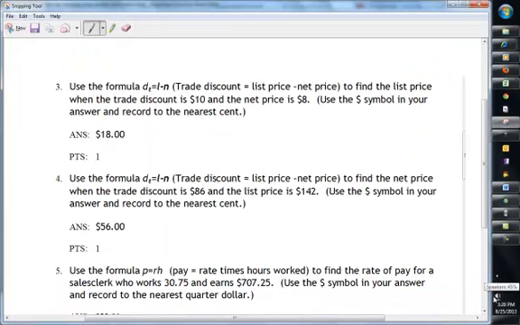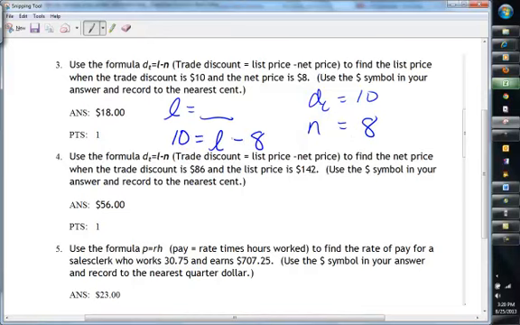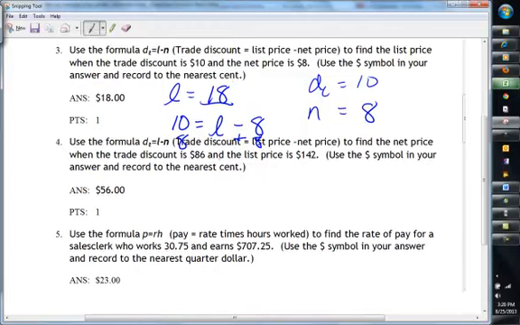Use the formula D sub T equals L minus N, where D sub T is the trade discount, L is the list price, and N is the net price. To find the list price, so we are looking for L, when the trade discount, D sub T, is 10, and the net price is 8. So let's substitute that into the formula. 10 equals L minus 8. To get the L all alone, we're going to add 8 to each side, and we get L is $18.